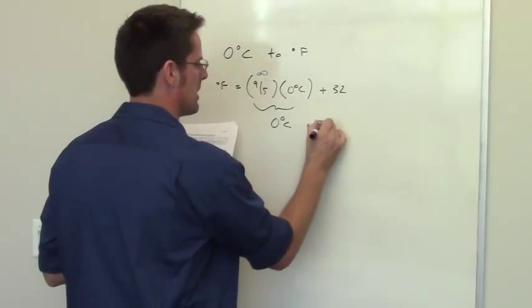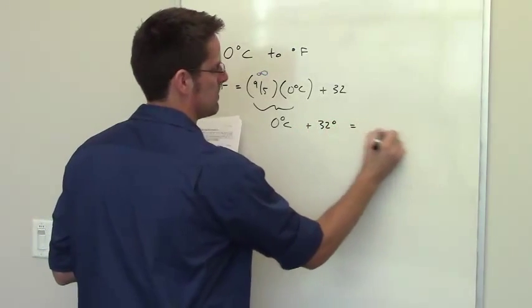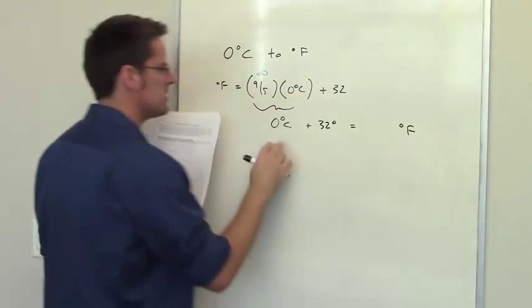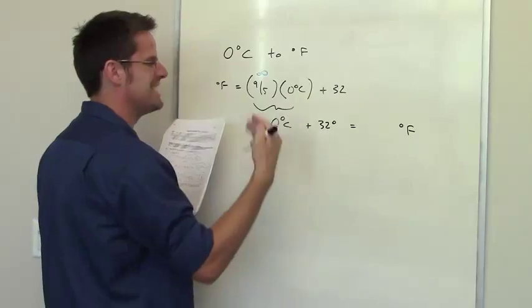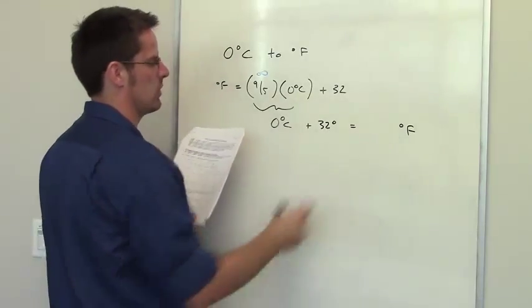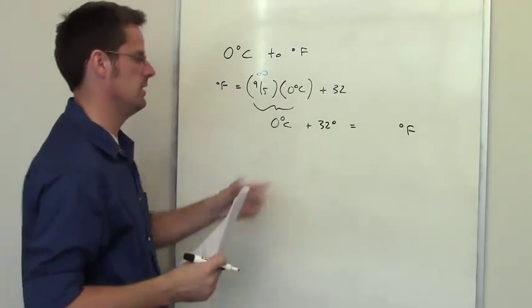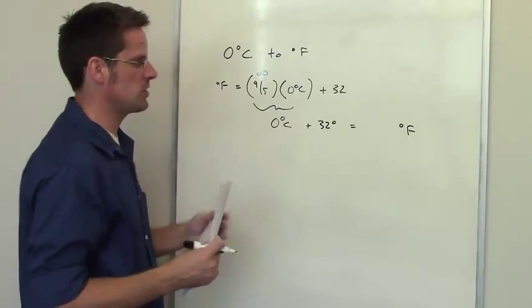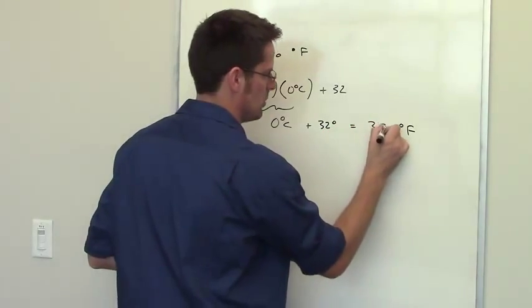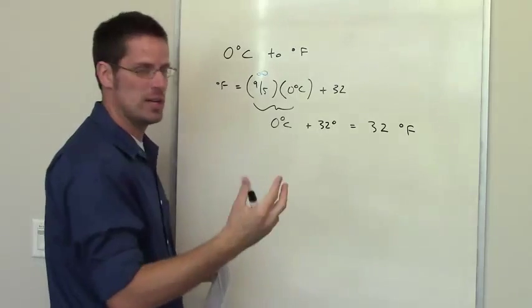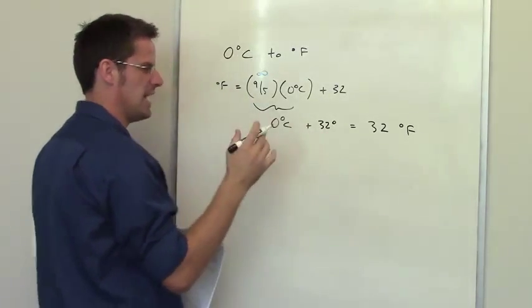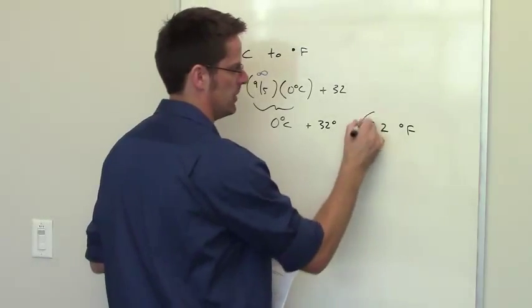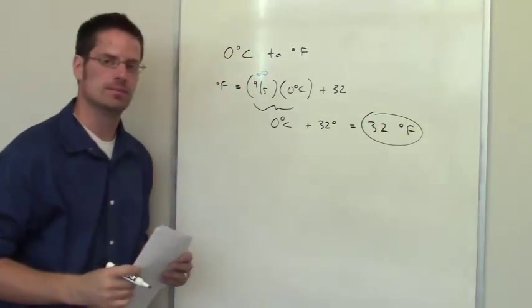I now add my 32 degrees, and that takes me to my degrees Fahrenheit. This now requires us to use the proper number of decimals in order to have the correct answer here, because it's an addition calculation. 0 plus 32 is going to be 32. 0 here has no decimals, and this value also has no decimals, so my final answer should have no decimals, and that is the correct answer.